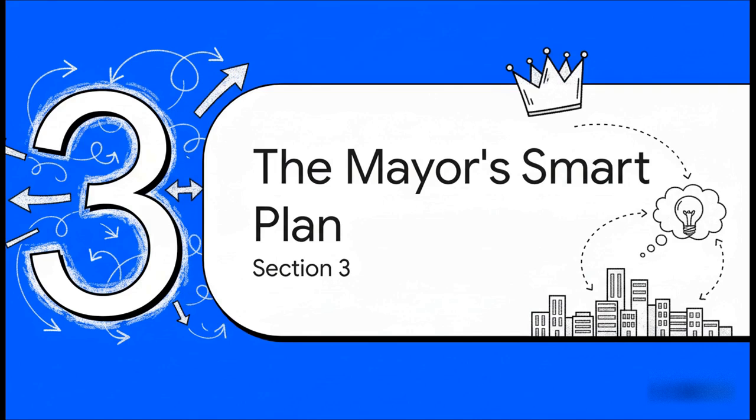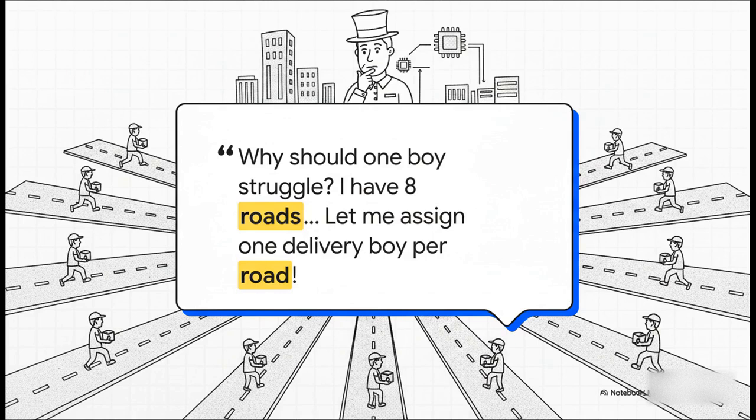This brings us to section 3, the mayor's smart plan. So, the mayor sees all this chaos, right? And he has this brilliant idea. He looks around and says, wait a second. Why should this one poor kid struggle all by himself? I've got 8 different roads in this city, 8 CPU cores. Let's assign one delivery boy to each road. It's simple, but it's a game changer.